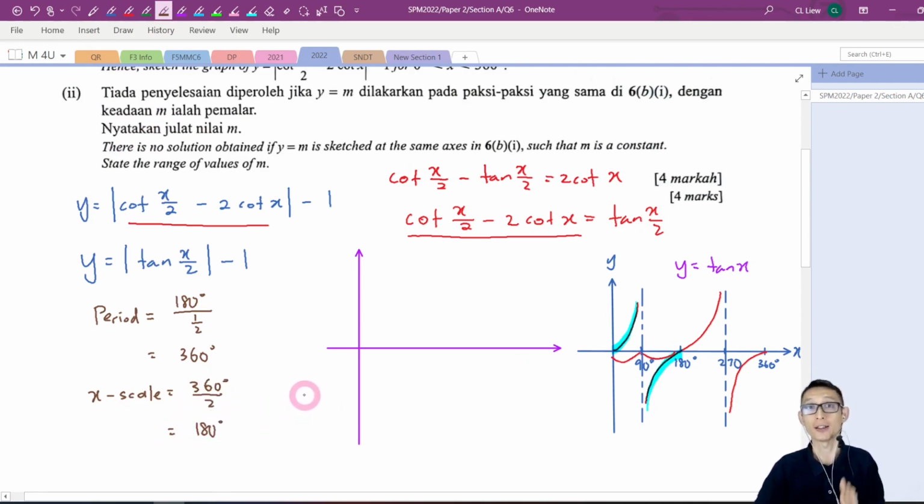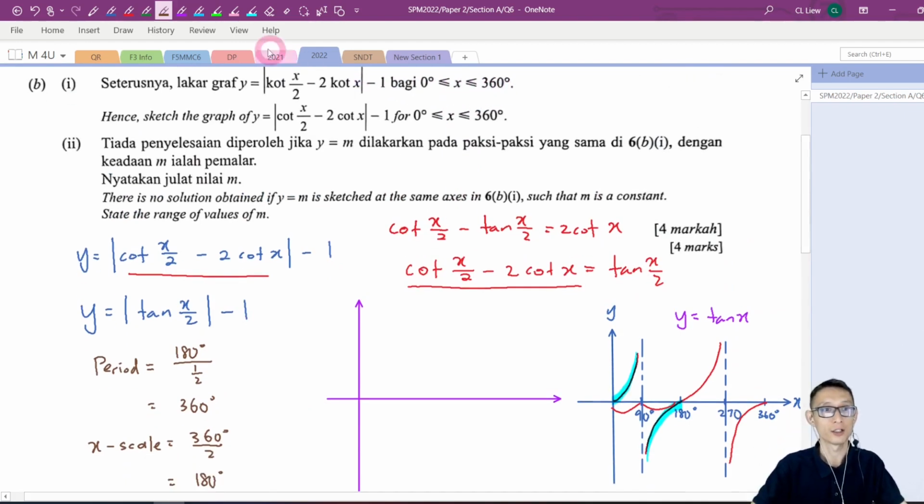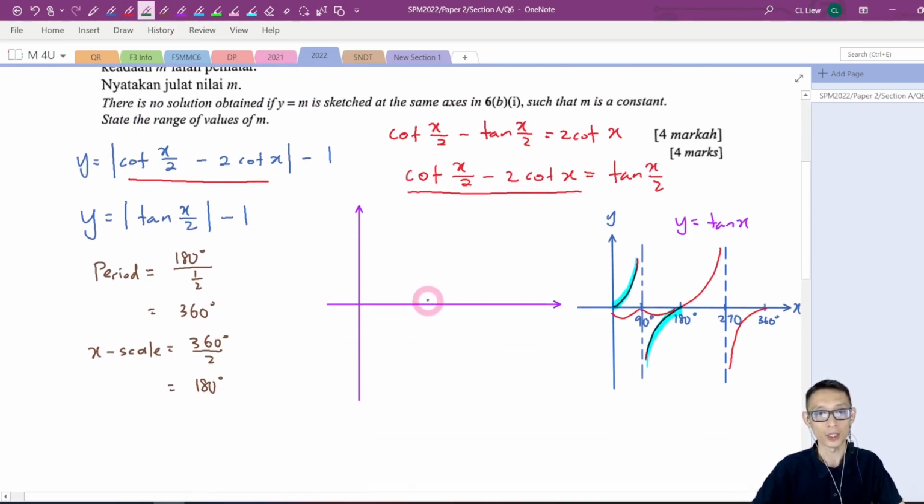So I know that later on my x scale will be 180 degrees, then plus another 180 degrees, which is equal to 360 degrees. And the question only asks us to draw under 360 degrees. So this will be easier. 180 degrees, 360 degrees. So we can stop here.